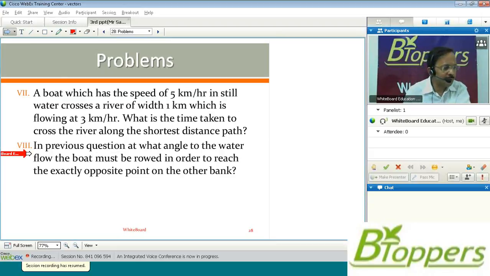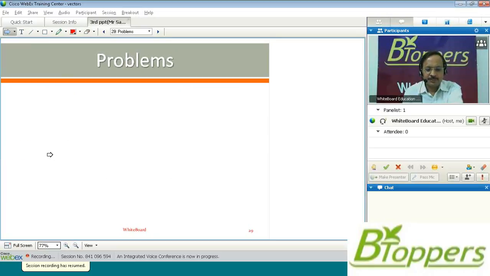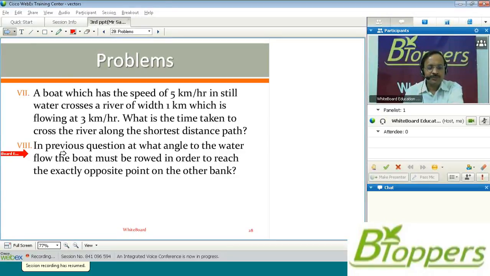So then the next question is also related to the same problem. What angle to the water flow the boat must be rowed in order to reach the exactly opposite point on the other bank? If you want to try the problem yourself, you can take a pause and try this problem yourself first. Otherwise, look at the solution of the problem.